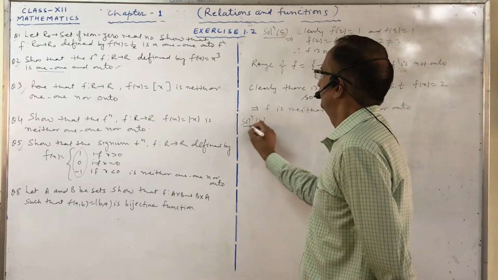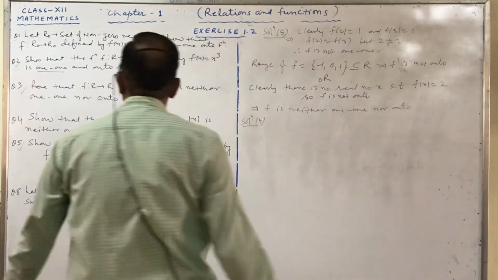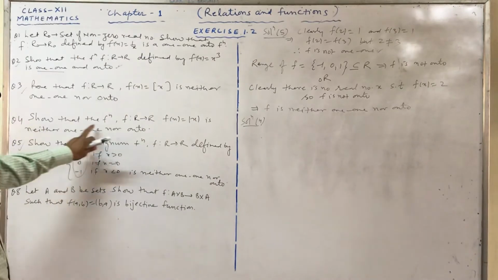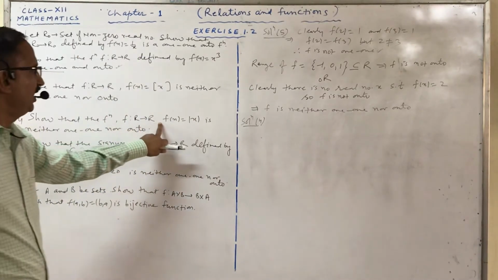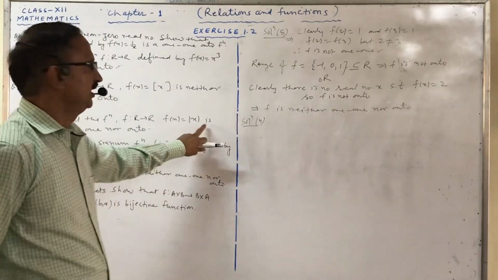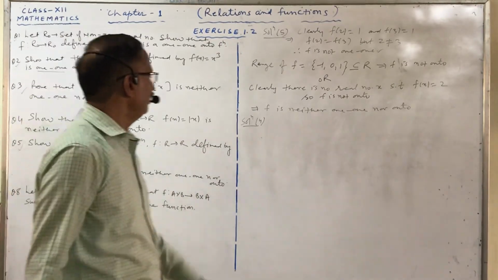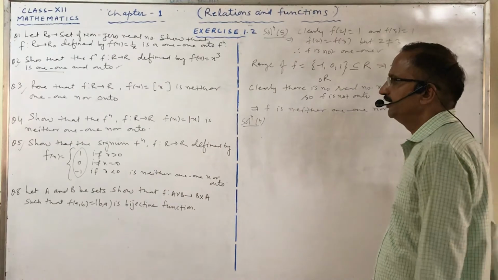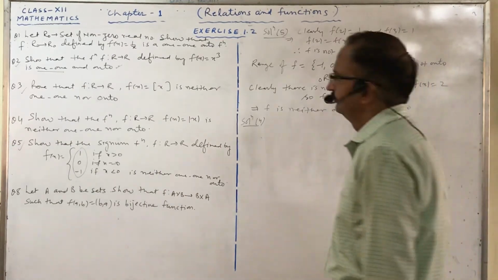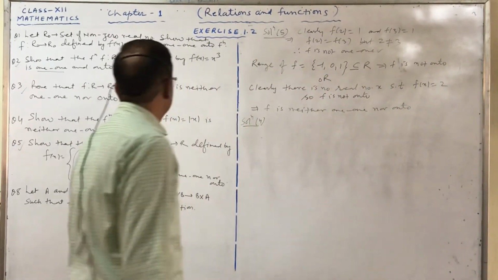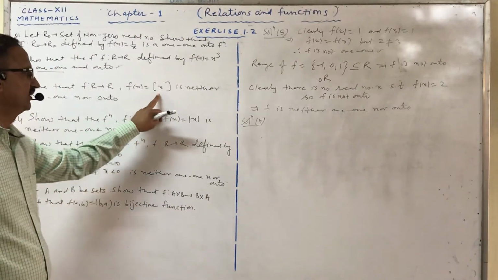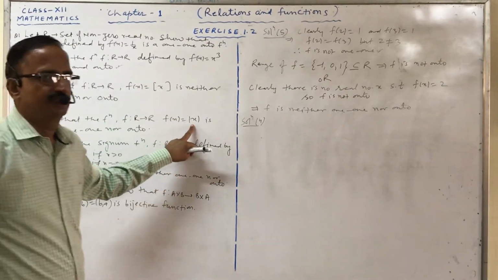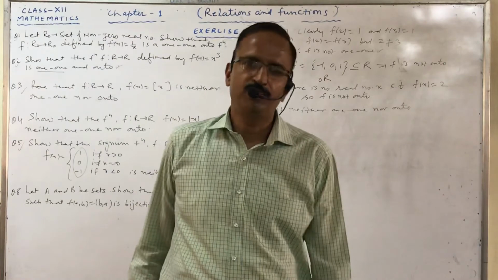Solution 4. In this, show that the function f: R to R, f(x) equals modulus of x, is neither one-one nor onto. It is also similar to question number 3 and 5. It has also limitations like question number 3. In this, the images are always positive.